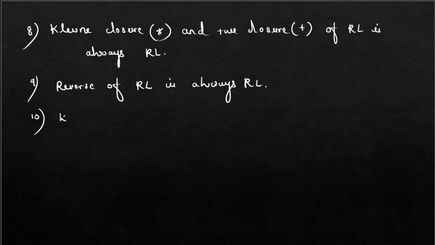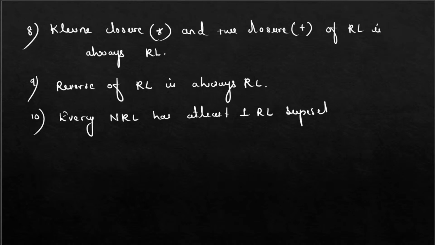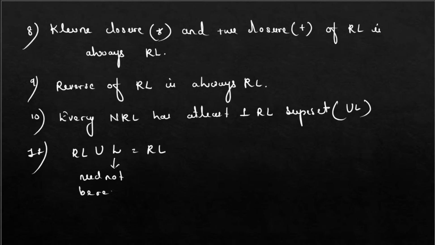Tenth is every non-regular language has at least one regular language superset, which is the universal language. Now the 11th point is RL union L. So this is regular, and this L need not be regular.